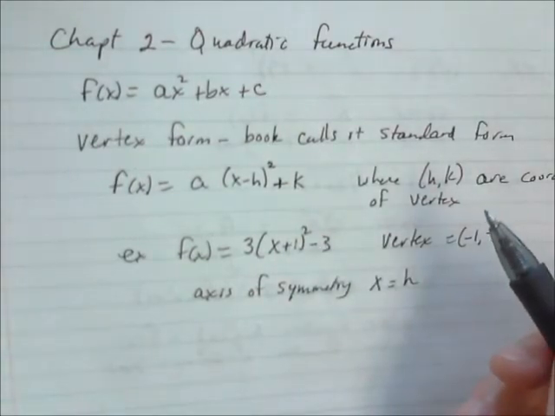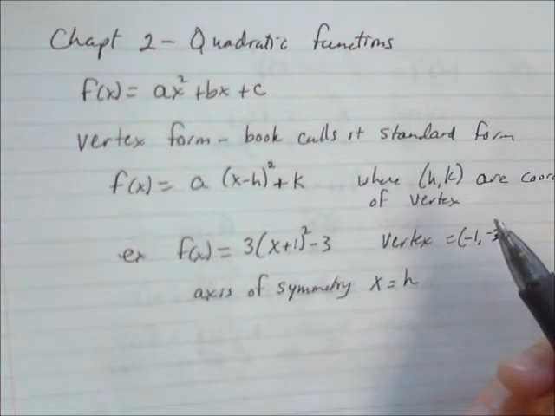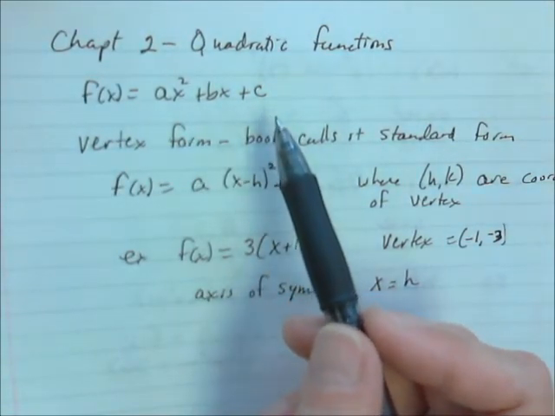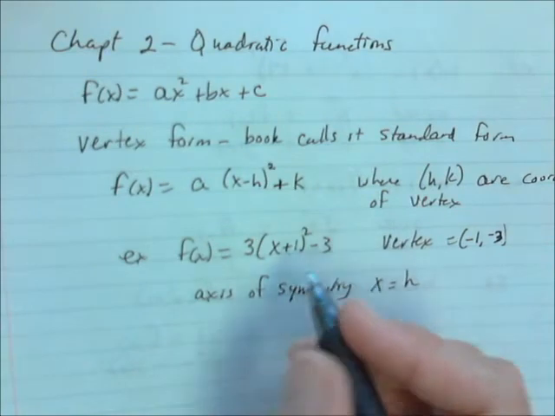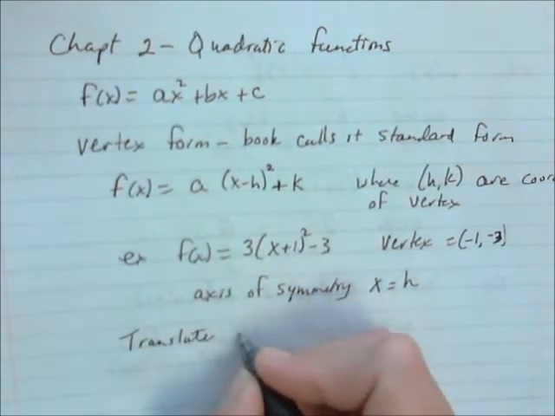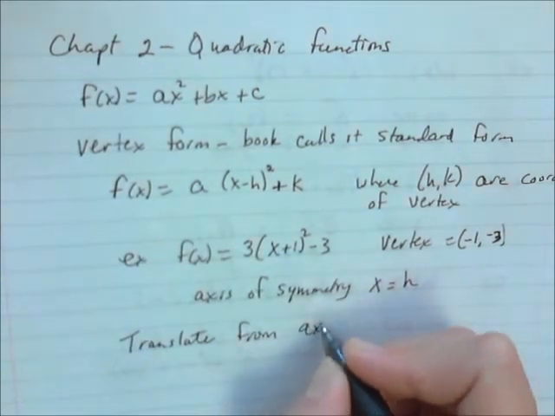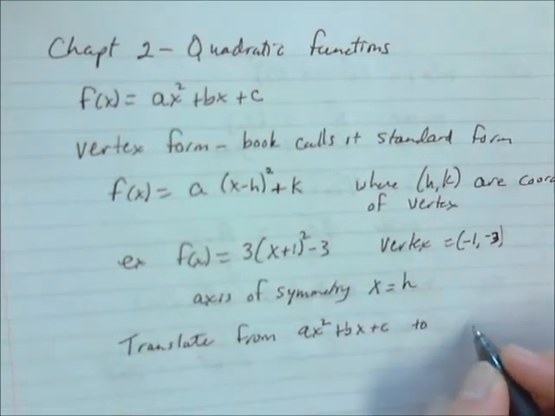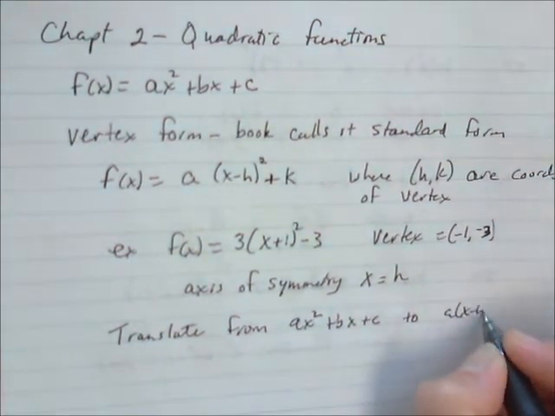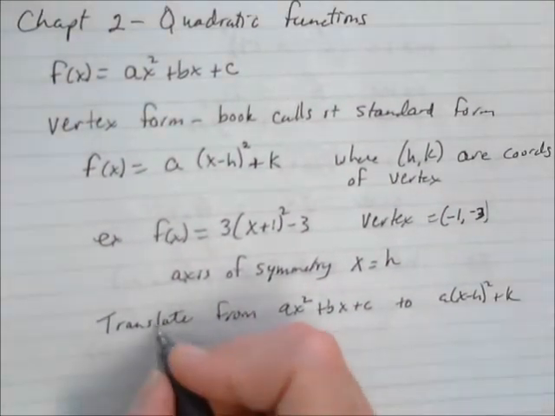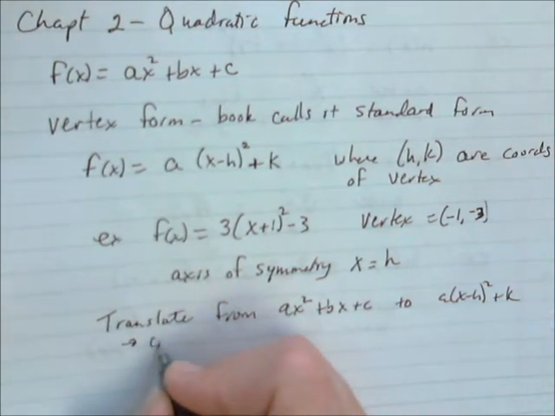So what we're going to do is take a look at a quadratic function right now in the original form, and we're going to translate that into vertex form. So we're going to translate from ax squared plus bx plus c into a times x minus h squared plus k form. And to do that, we have to complete the square.